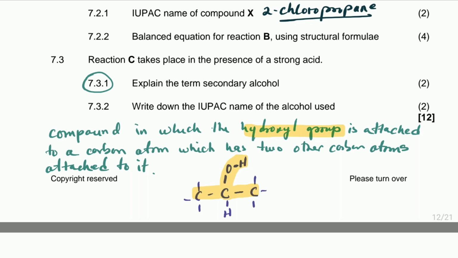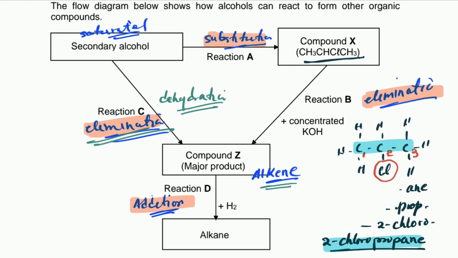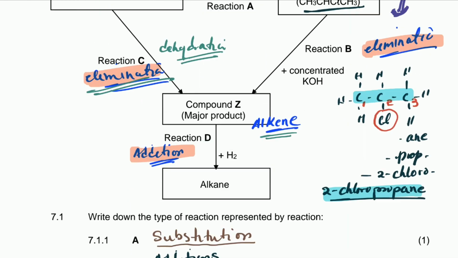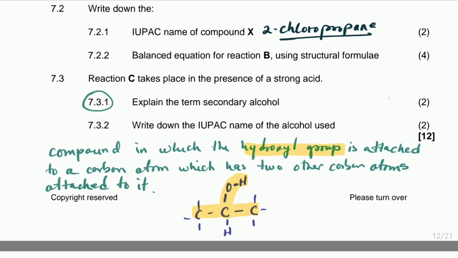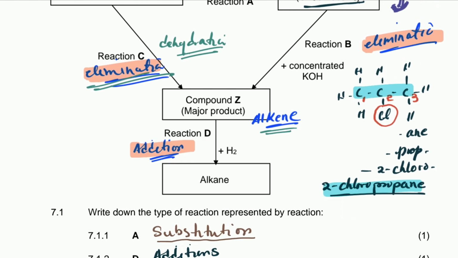Write down the IUPAC name of the alcohol used. It was a secondary alcohol with 3 carbons. How do I know I have 3 carbons? Because here I have 3 carbons in this compound, and the number of carbons is not going to change. So a secondary alcohol with 3 carbons is going to be propan-2-ol, and that is the answer and the end of the question paper.